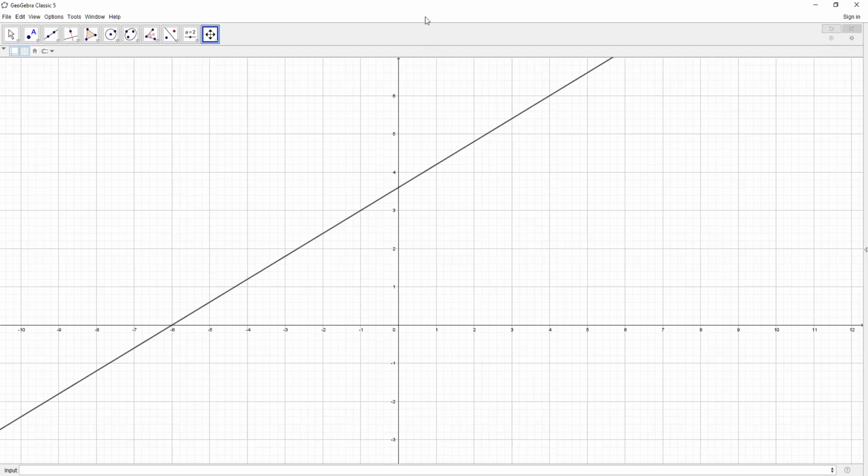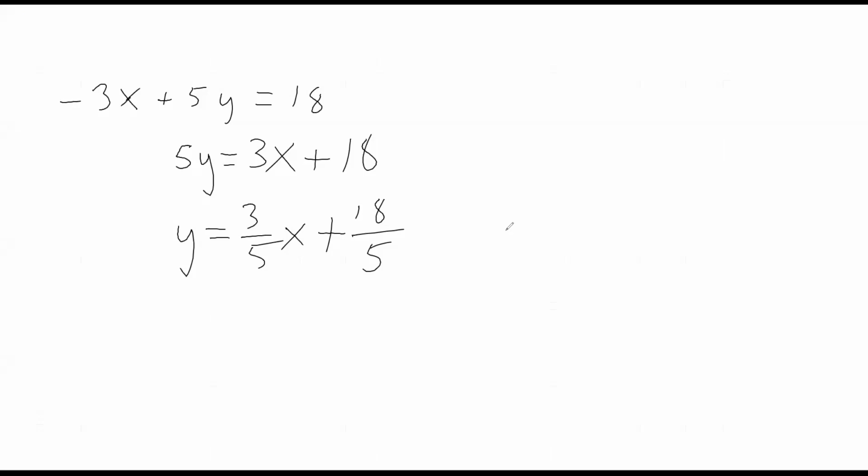Okay, we'll leave GeoGebra for the moment and go back to our whiteboard. So here we are with the whiteboard, and we're looking for a line perpendicular to this line, y equals 3/5 x plus 18/5. Now, any line perpendicular to another line is going to have a slope that is the opposite of the reciprocal of the slope of the line it's perpendicular to.